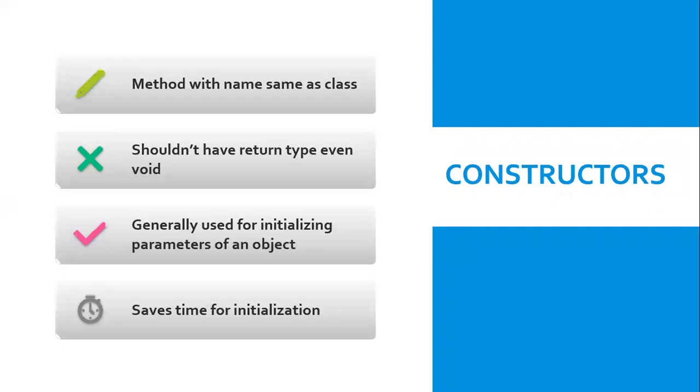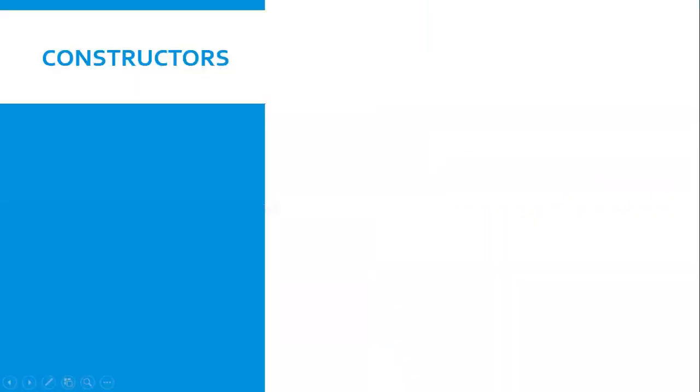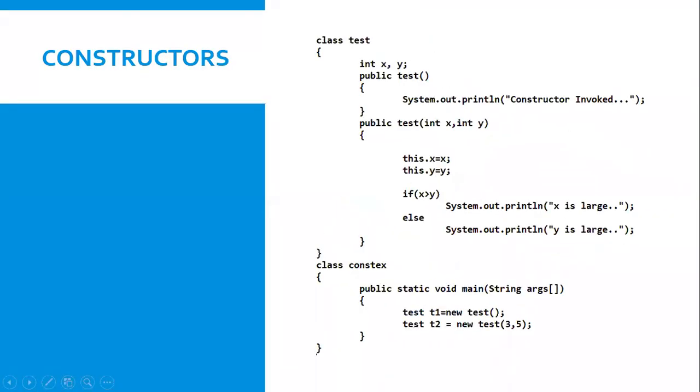It is also a method. You won't get any syntax errors. Okay, but the constructor where you mention the return type will no longer be called a constructor. It will be called a method only. Okay. Now let us see a sample code of a constructor.